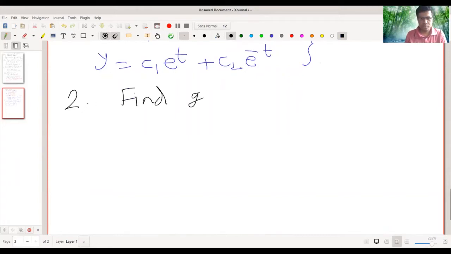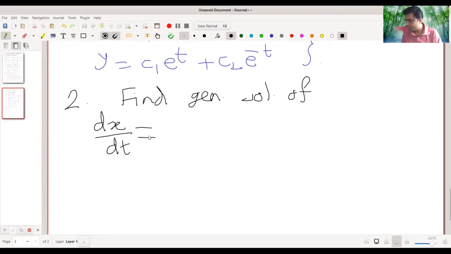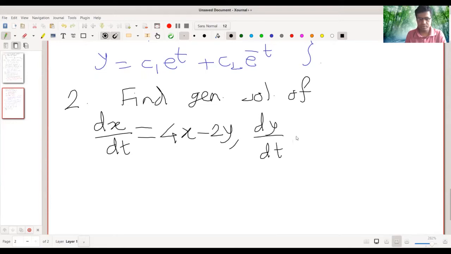Find the general solution of dx by dt equal to 4x minus 2y, dy by dt equal to 5x plus 2y. We call this as 1.